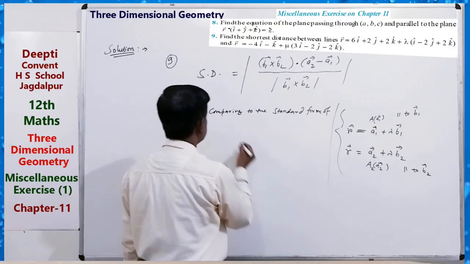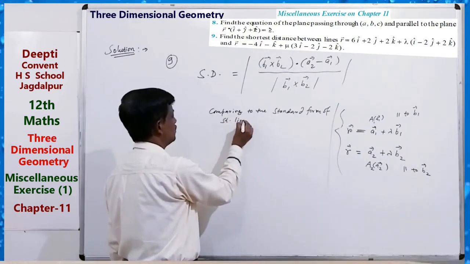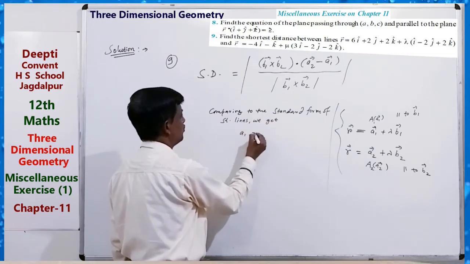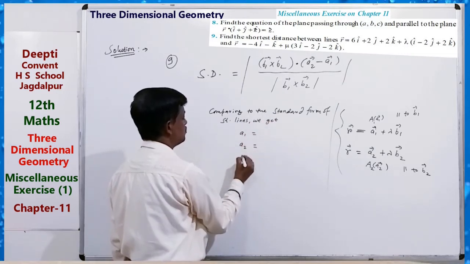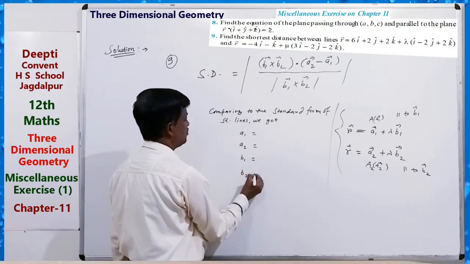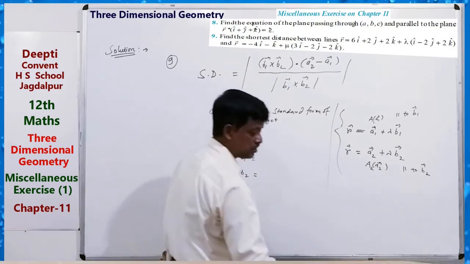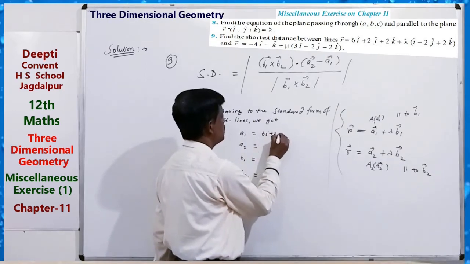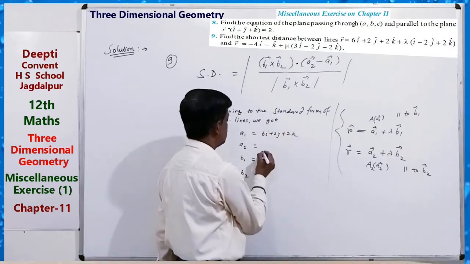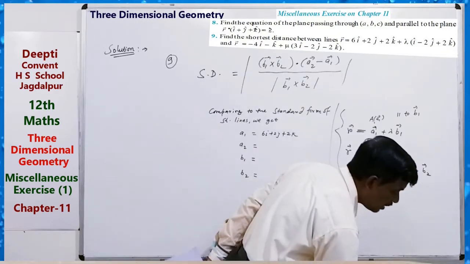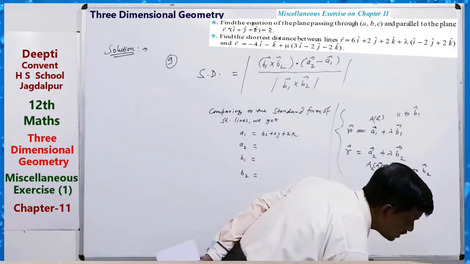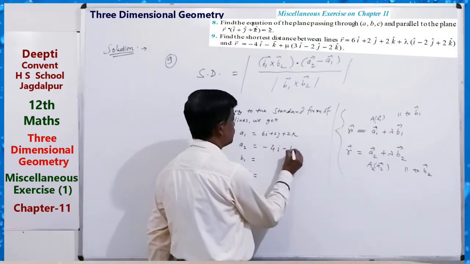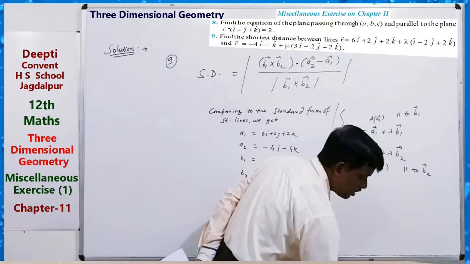Of straight line, we get A1 equals to A2 equals to B1 equals to B2. A1 equals to what? 6i plus 2j plus 2k. And A2 equals to second line: minus 4i minus 4k.